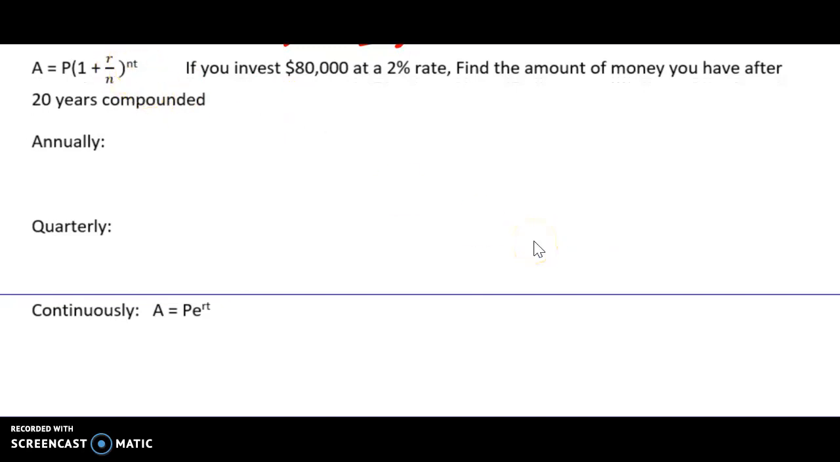Here's another place where we use the exponential function or an exponential idea. It's interest. The amount that you'll have is equal to the principal, or the amount that you put in the bank to start with, times 1 plus the interest rate over the number of times it's compounded per year, to the NT power. So if I invest $80,000, how much money will I have after 20 years? Well, if it's compounded annually, that means once a year. So 80,000 is my principal.